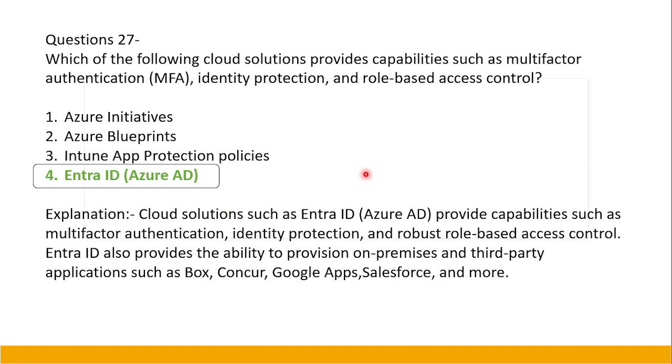Which of the following cloud solutions provides capabilities such as multi-factor authentication, identity protection, and role-based access control? Four options are given here: Azure Initiative, Azure Blueprint, Intune App Protection Policies, and Entra ID. Here the correct option is Entra ID. Entra ID has the capability to provide multi-factor authentication, identity protection, and role-based access controls. Also, it can provision on-premise and third-party applications. So the correct option here is option 4, Entra ID.